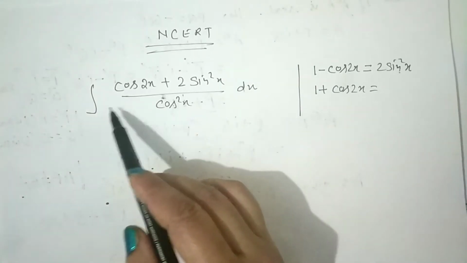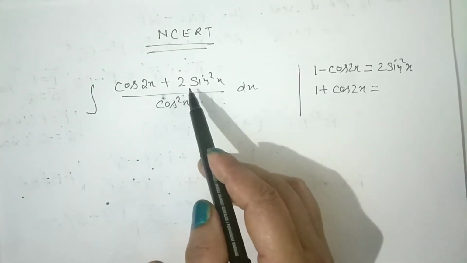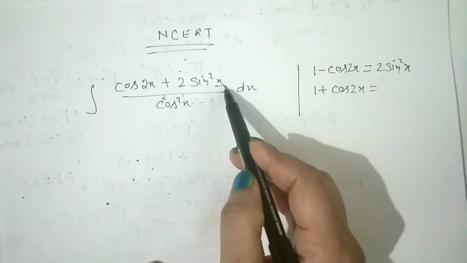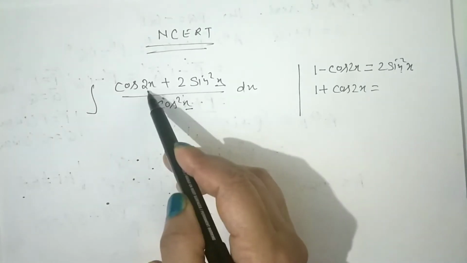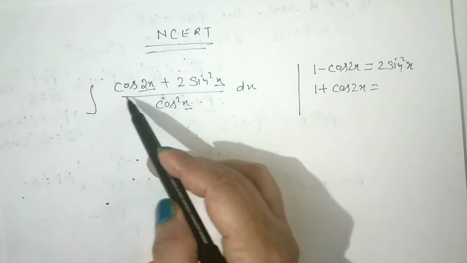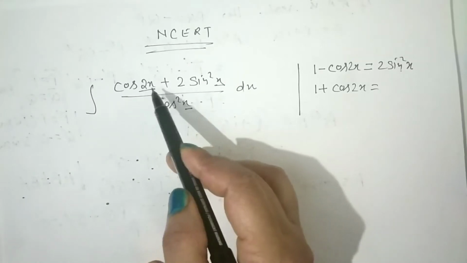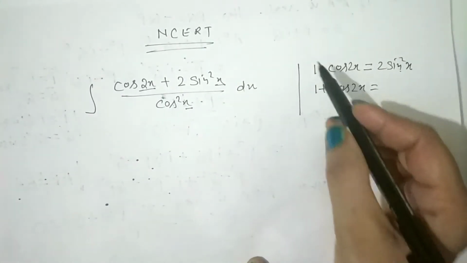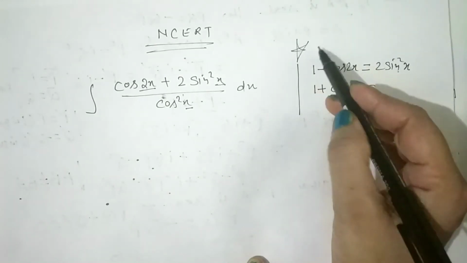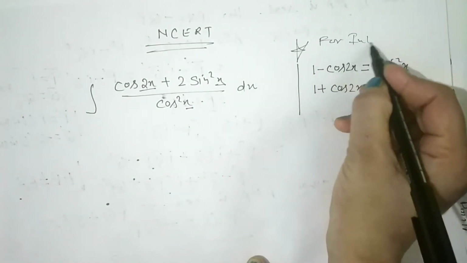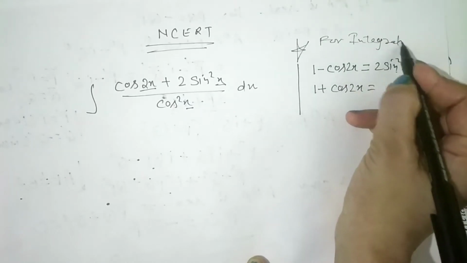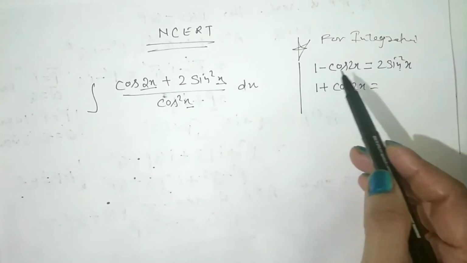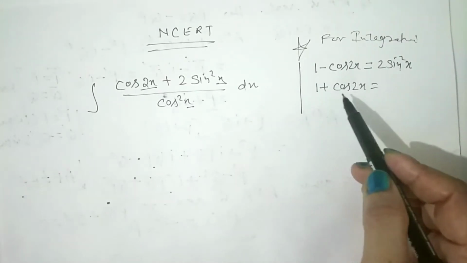Solve the integration of (cos 2x + 2 sin square x) upon cos square x. Here what we have to see is that both the angles here are x, but here it is 2x. So we are going to use trigonometric formulas to resolve this 2x. So we have to make this angle half. These are two important formulas, very important for integration because they are used very much. The first one is 1 minus cos 2x and second is 1 plus cos 2x.